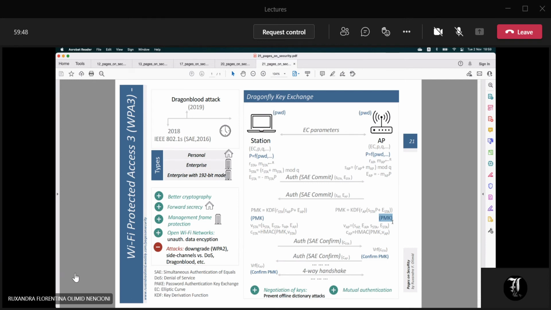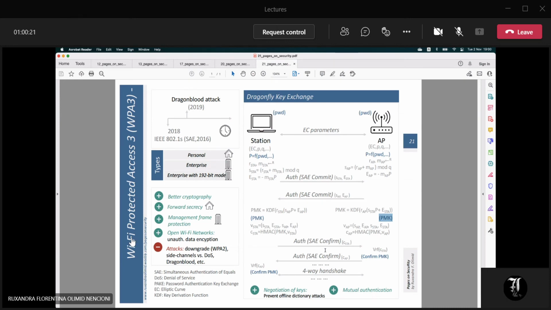And how is this done? Basically, this SAE is again an exchange of messages. It's like a handshake that has two phases, a commit phase and a confirm phase. In the commit phase, they both commit to the same key. And after the confirm phase, they both confirm that they have the key, this master key.